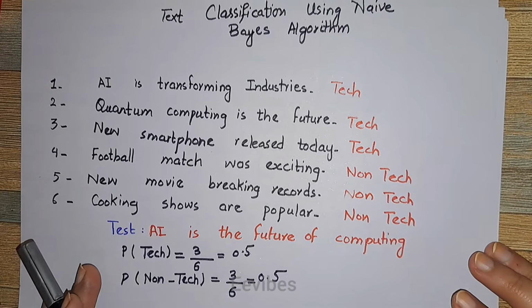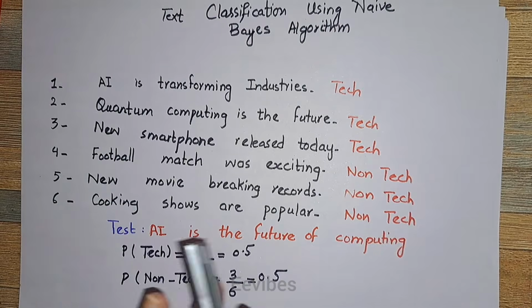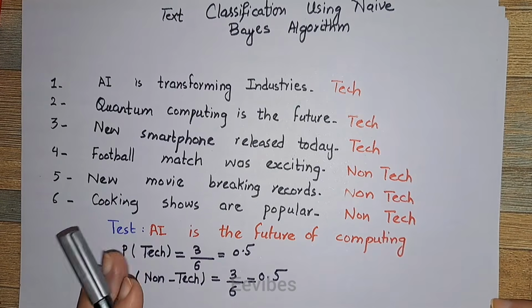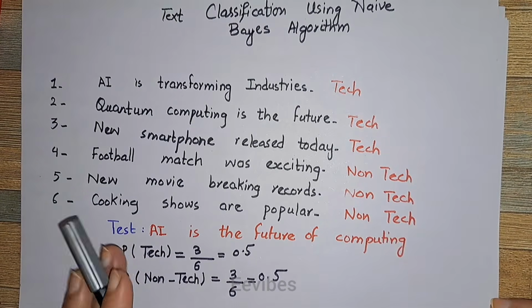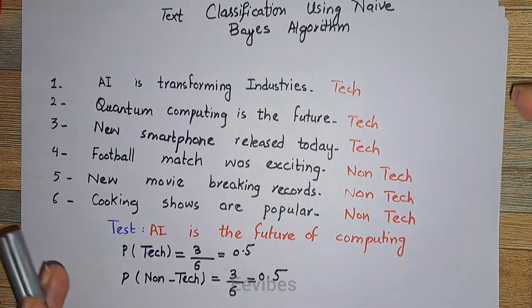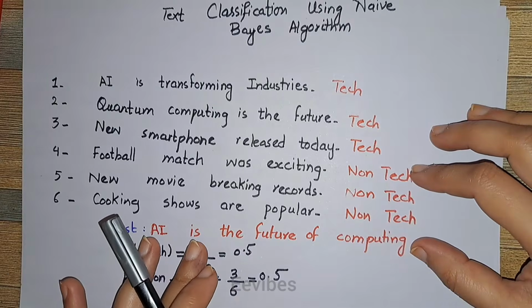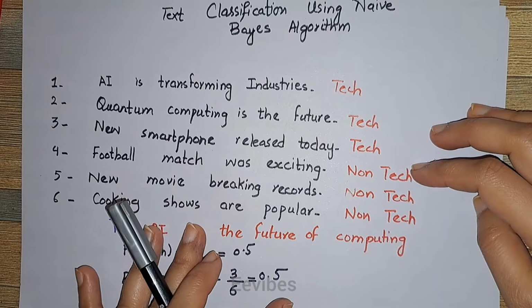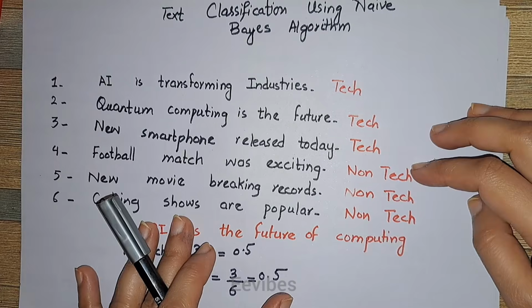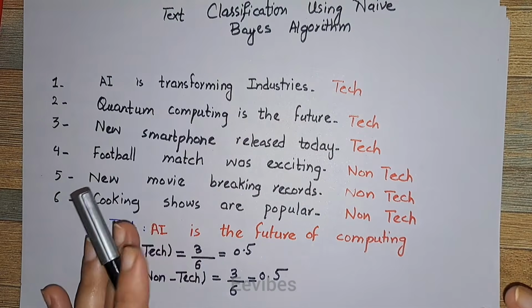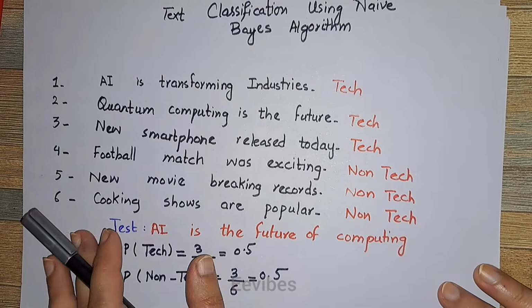In this video lecture, we are going to solve the text classification problem using the Naive Bayes classifier, or the Naive Bayes algorithm. Text classification is a fundamental task in natural language processing that involves categorizing text documents into predefined labels or classes. The Naive Bayes classifier is a popular and effective algorithm for this purpose.